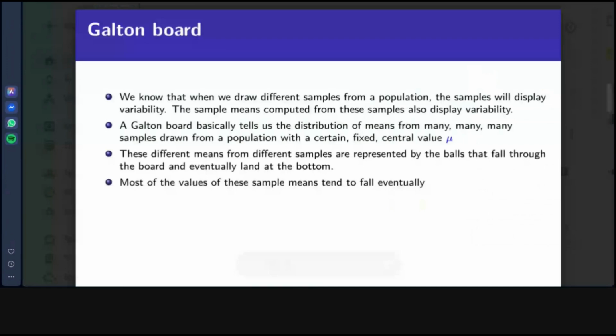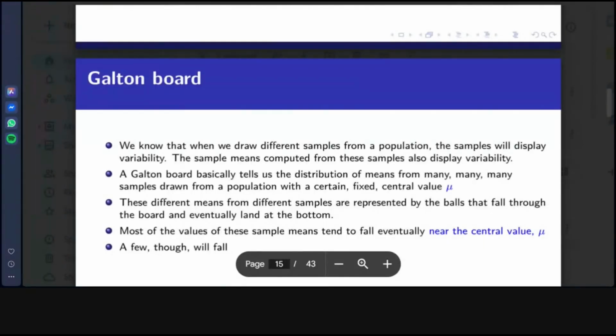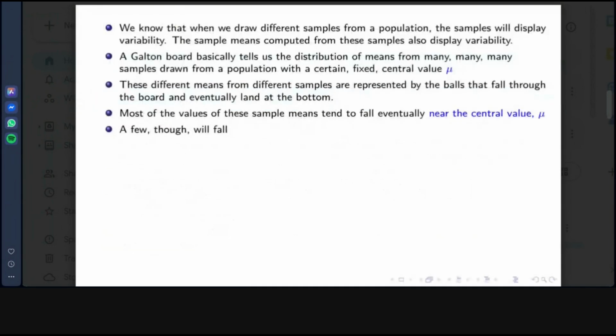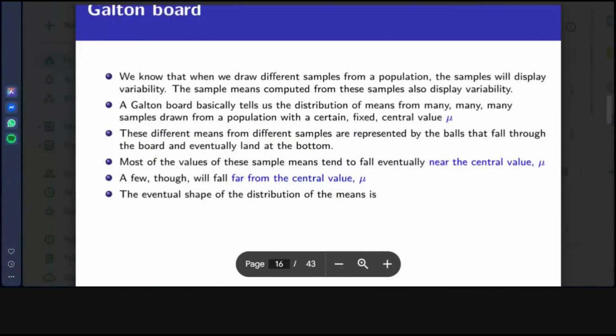So as I just said, these different means from different samples are represented by the balls falling through the board and landing at the bottom. Now, you will note that most of the values of these means tend to fall near the center. If you have looked at the video, you'll find that most of them fall near the center of the Galton board. And we label the central value mu. Okay? Then this mu is the population mean. A few balls, however, will fall far away from the central value.